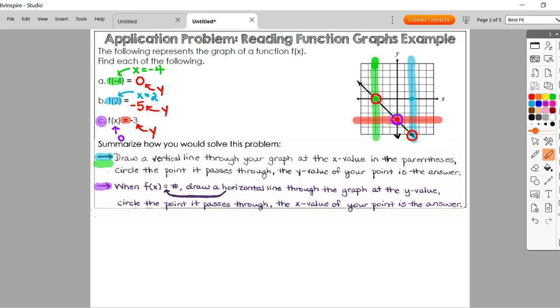We did, and we're given f of x equals a number. That's when I draw a horizontal line. I like to reference back to the equal sign because in the equal sign, look what we have. 2 horizontal lines right there. That helps me remember I draw a horizontal line with that equal sign through the graph of the y value. Then I circle the point it passes through to answer with the x value.